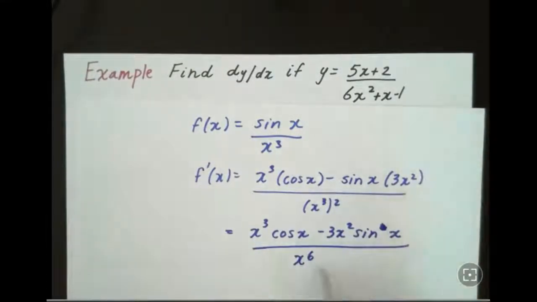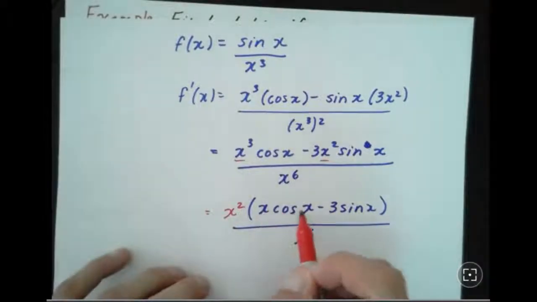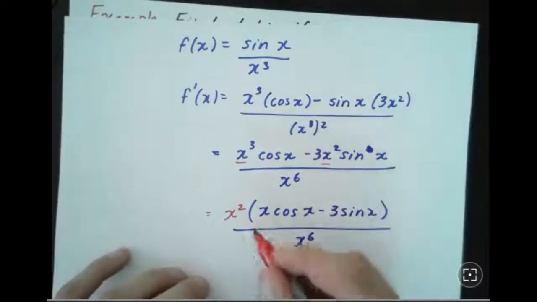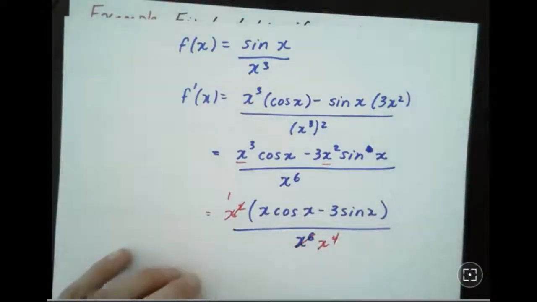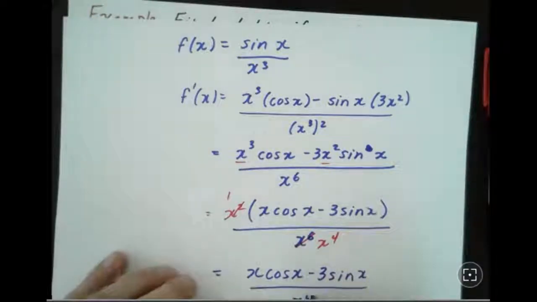Now notice there I multiplied that out. We have an x cubed and x squared here, so we could factor out the x squared. So I'm left with x cosine of x minus 3 sine of x, all over x to the 6. So this is one example where I factor out the x squared. So this is one term. First time I actually did this. So now these become 1, and then this is x to the 4th. So our last step here is we just have x cosine of x minus 3 sine of x over x to the 4th. So those are 3 examples of the quotient rule.